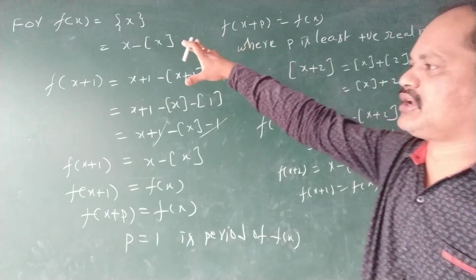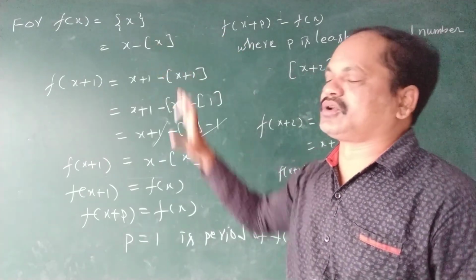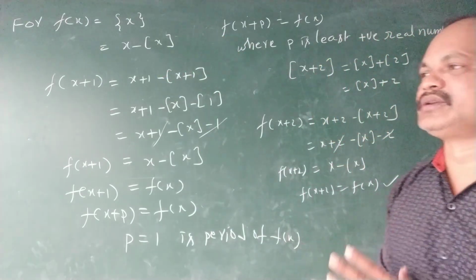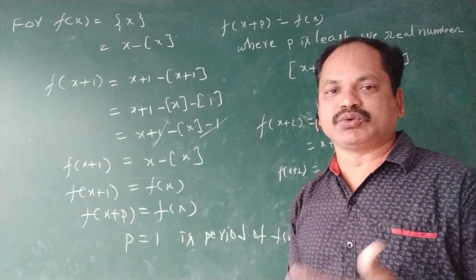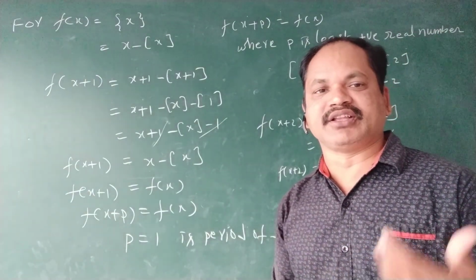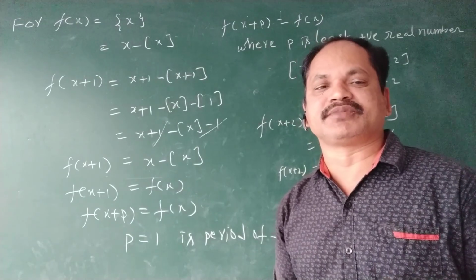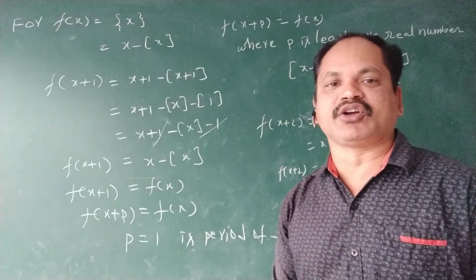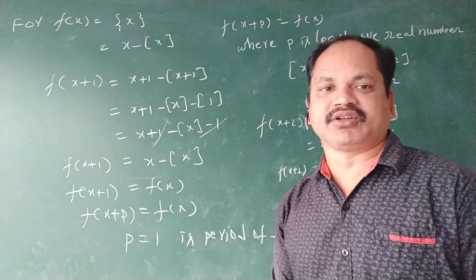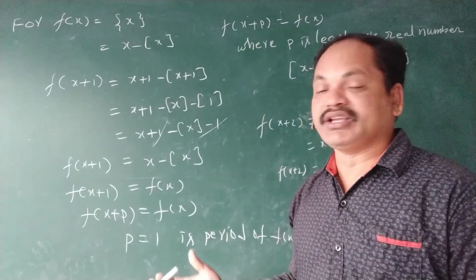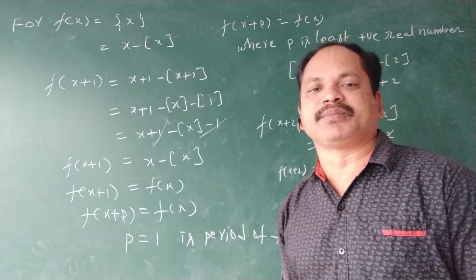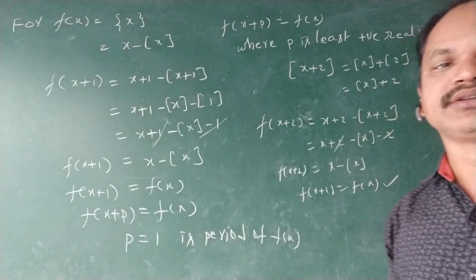So here the period of the fractional part of x is 1. Since 2, 3, 4, 5, 6, 7 all satisfy this function, the least among them is 1. That's why 1 is the period for this function. Okay, that's all.